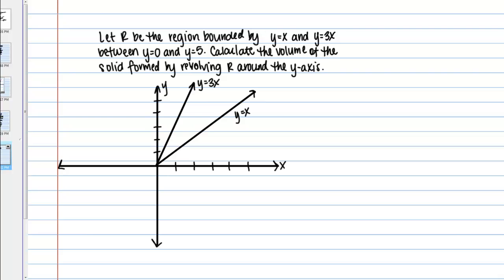So here on my graph, I've sketched in the lines y equals x and y equals 3x. And then we are interested specifically in the region between y equals 0 and y equals 5, which is up here. So here's my region R, and I'm going to rotate this region around the y-axis and form a solid by doing so. And I want to calculate the volume of that solid. So this problem is well suited for using the washer method, and specifically the washer method around the y-axis.